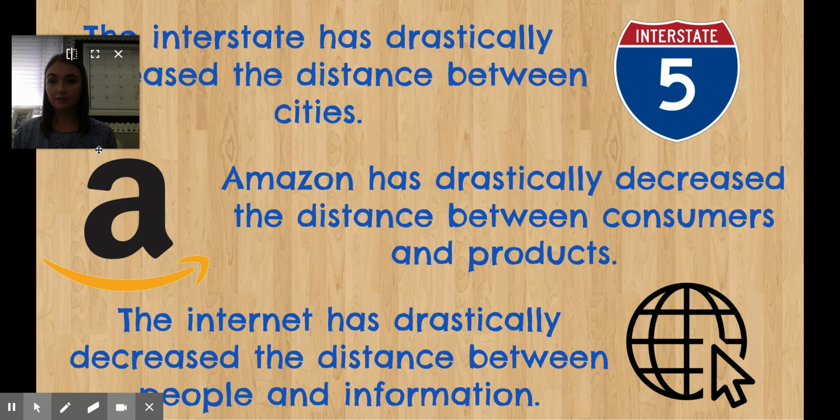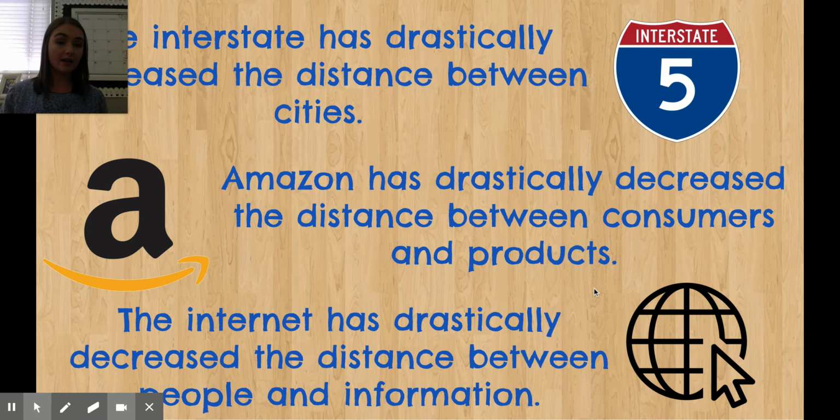Same idea for Amazon. Amazon has drastically decreased the distance between consumers and their products. 15 years ago, the exact distance hasn't changed, but Amazon has created this system that allows us to get products so much faster. And then the internet has drastically decreased the distance between people and information. So it's right there. You feel like you can get information as fast as you need to because the relative distance is so short.